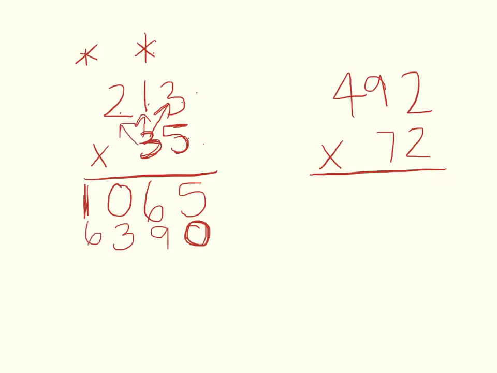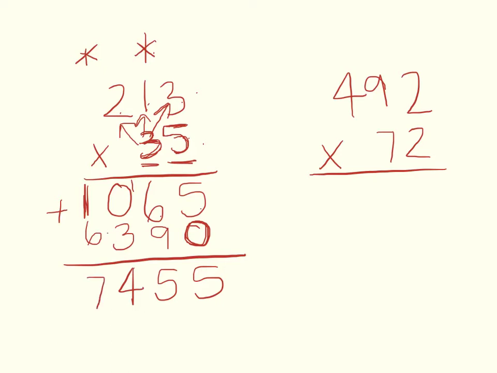So now we've multiplied the ones place and the tens place. So once we do that, we can add them up. And we do 5 plus 0 is 5. 6 plus 9 is 15, carry the 1. 1 plus 0 is 1, plus 3 is 4. 1 plus 6 is 7. So that is our answer for that one.